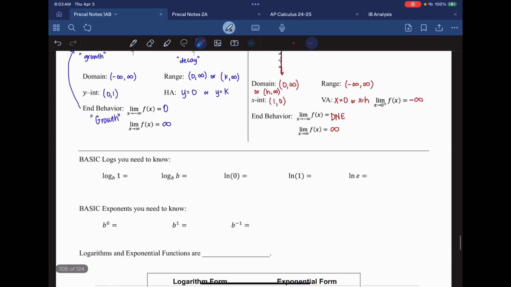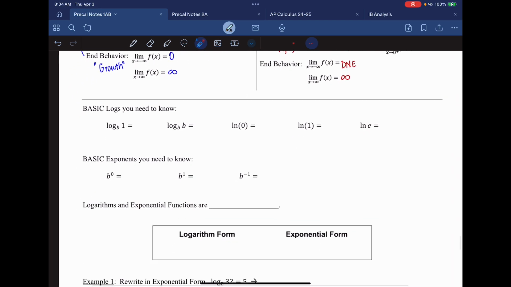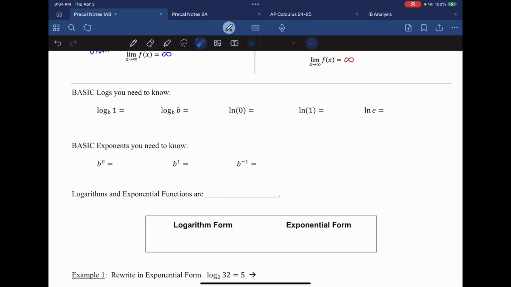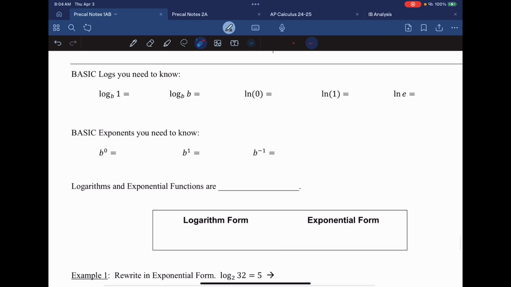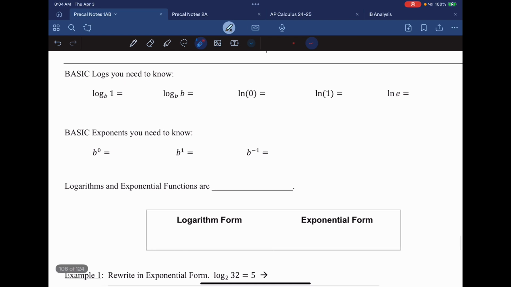Now, getting into evaluating some basic logarithms that you need to know the values of. Without a calculator, you should just know these when you see them. Anytime that you have an argument, so whatever we're taking the log of is called the argument, if that is a 1, then your answer is going to be 0, because that represents your intercept.